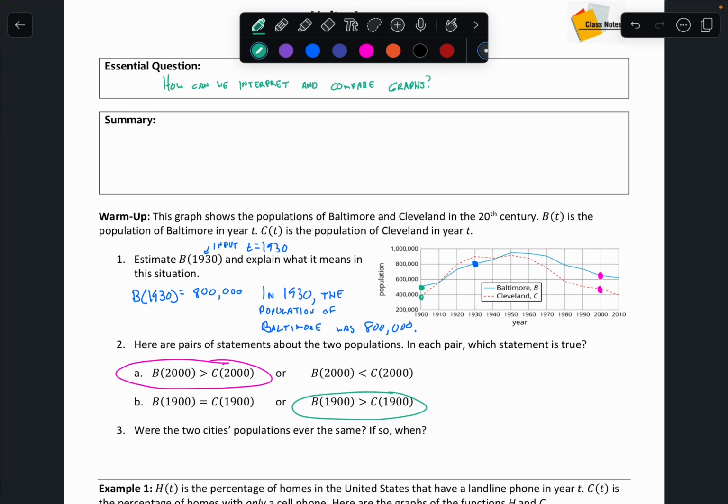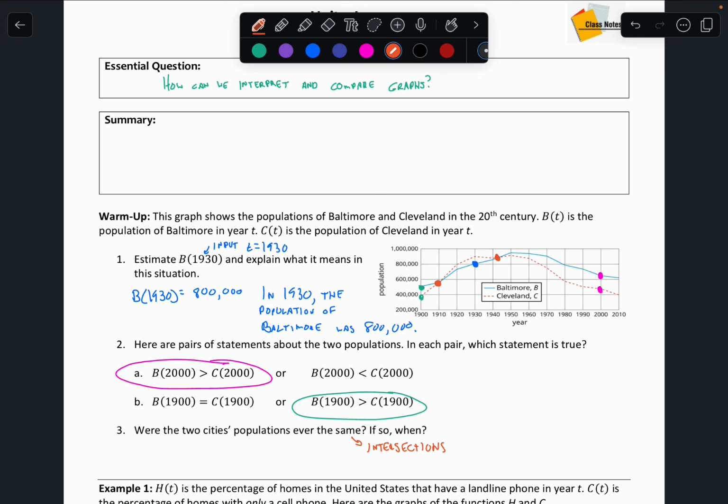Now the last statement does ask if the populations were ever the same. So we are going to be looking for the intersection points there. We're going to see if the two functions meet. So we see an intersection right around here, and we see an intersection up here. Oops, sorry, I erased that point. Let me try to bring that back. There we go. All right, so were the two populations ever the same?